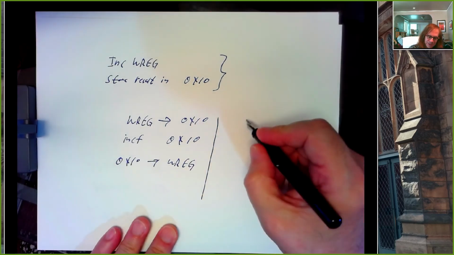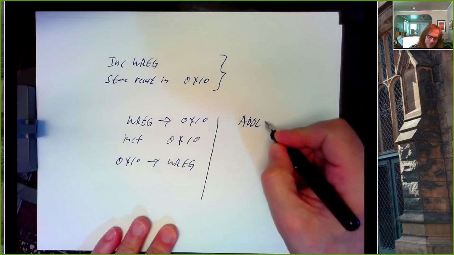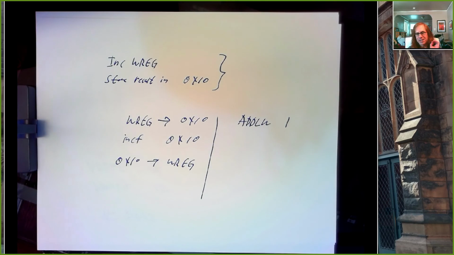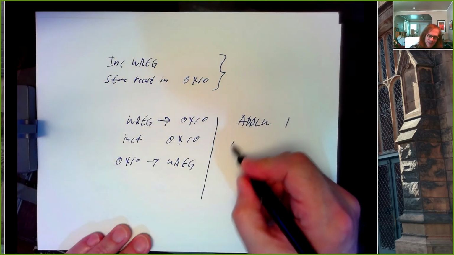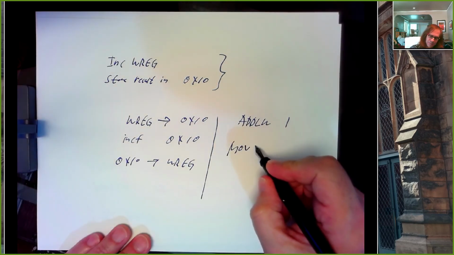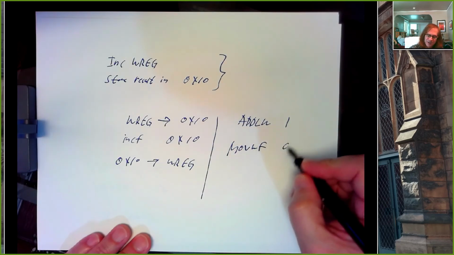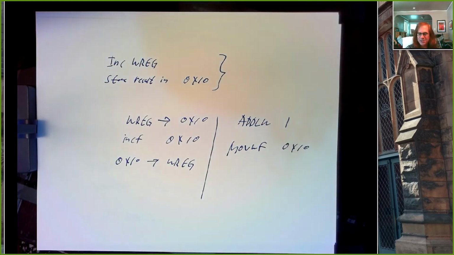Another way that someone suggested was you could say add literal value 1 to the W register. That increments the wreg, and then move the wreg to file register 10. So that's a shorter way to do it, shorter and faster.